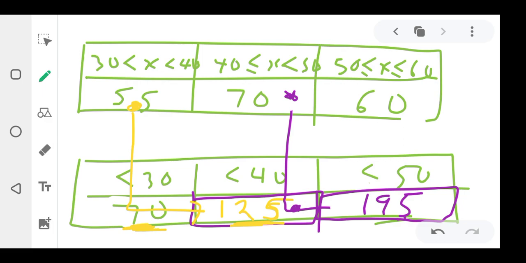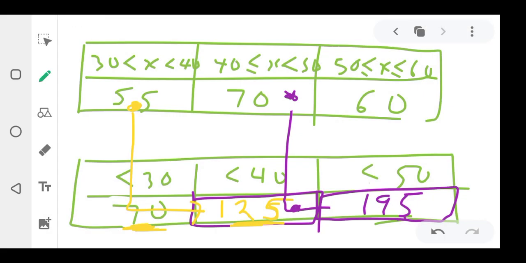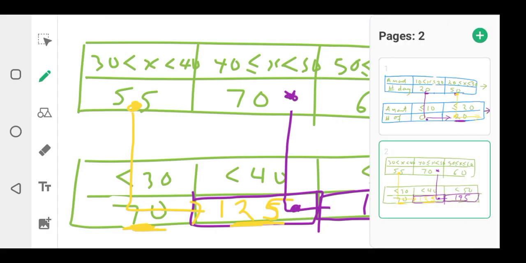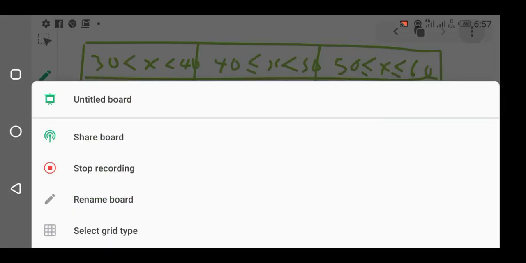After this, sometimes they can even ask you to draw a graph. They can ask you to draw a graph. So roughly, that's how you do it. That's just about the pattern.